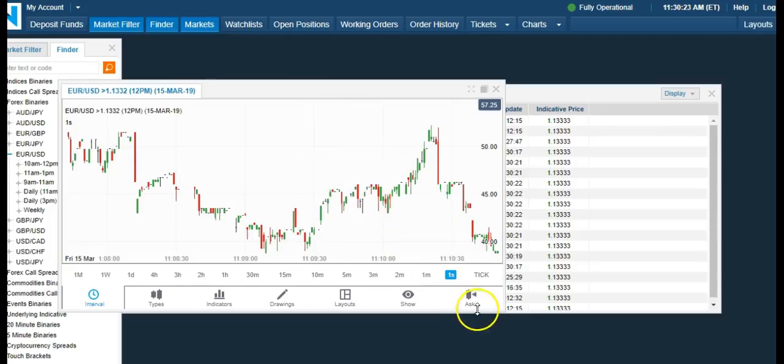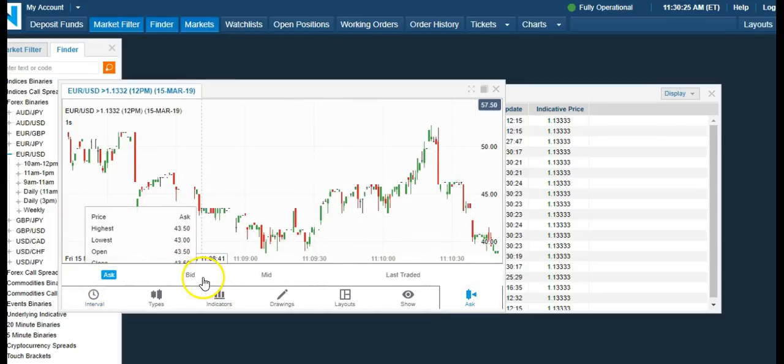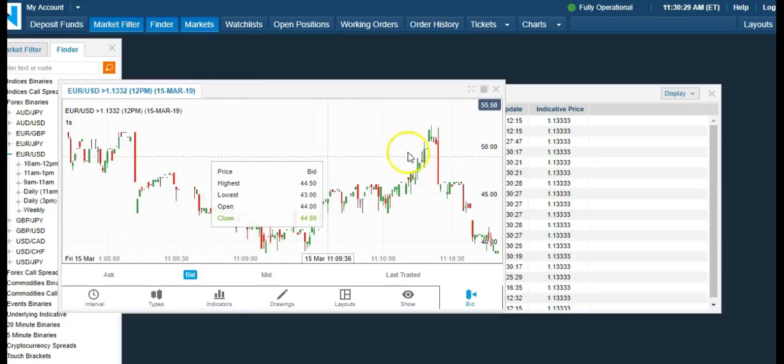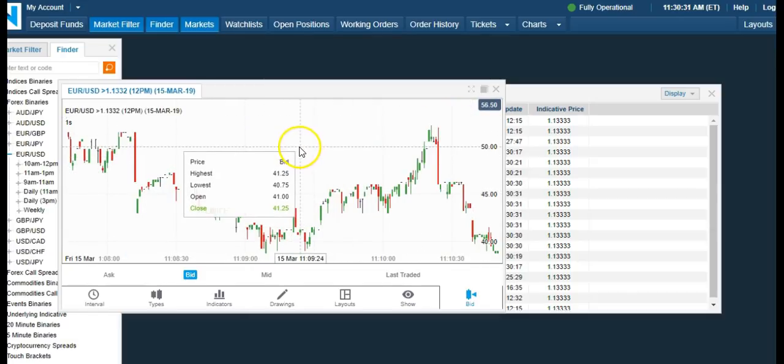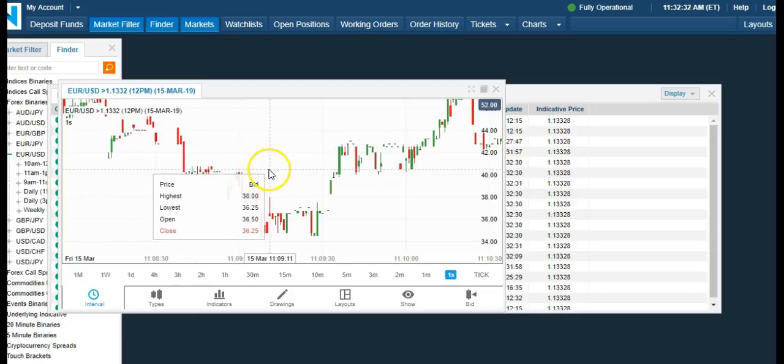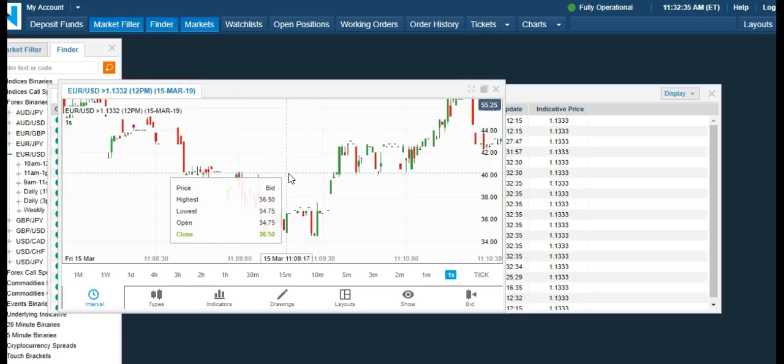So now I can go to the bid side, and thankfully it doesn't automatically go somewhere else, but it goes right here. And that did not change for me, so hold on one second. Okay, finally got it to change to the bid. So we're on the bid, we're on the same contract, and again 11:09 and 21 seconds is this bar right here.